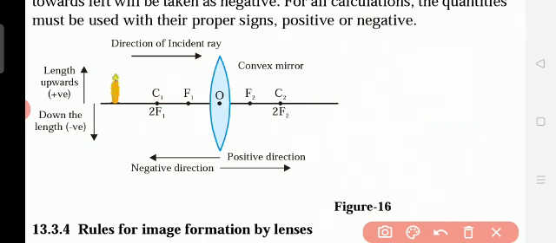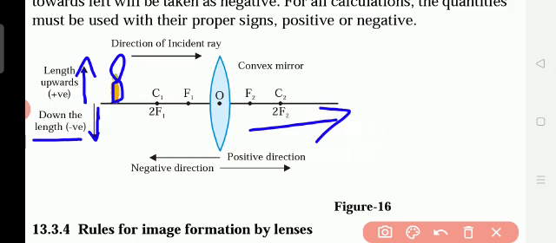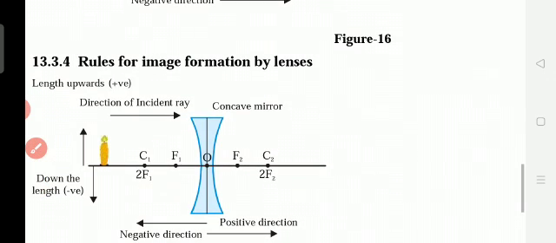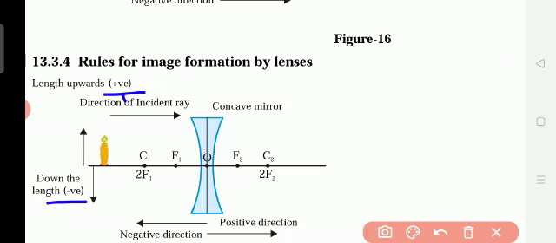If the object is upwards, it is positive. When it is downwards, it is negative. If the object or image is forming on this side, it is the positive direction, and on this side it is the negative direction. For this also the same thing: length upwards is positive, downwards is negative. If the image is formed like this, it is negative; if like this, it is positive.